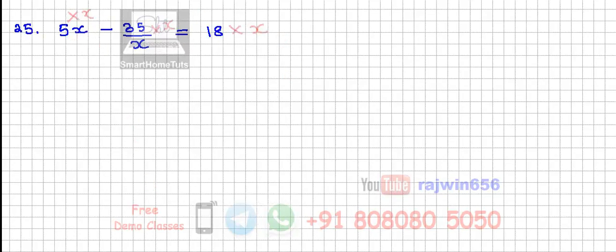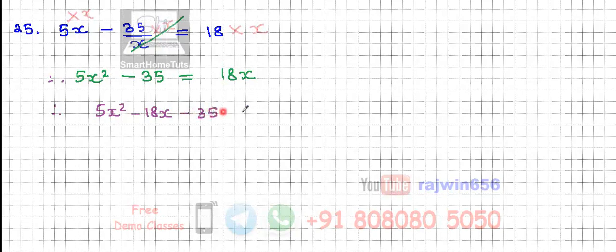5x multiplied by x is going to give us 5x square. These x and x will get cancelled, so this is going to give me minus 35. This is equal to 18 into x, which is 18x. I'm going to bring this 18x over here. This is going to give me the middle term. Therefore, 5x square minus 18x minus 35 is equal to 0.